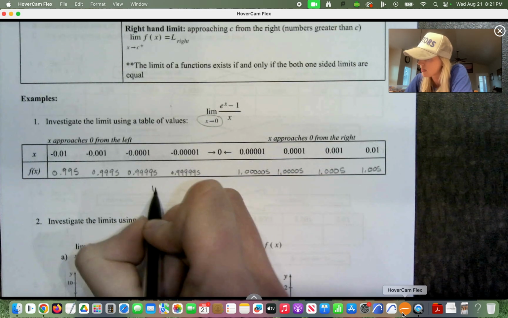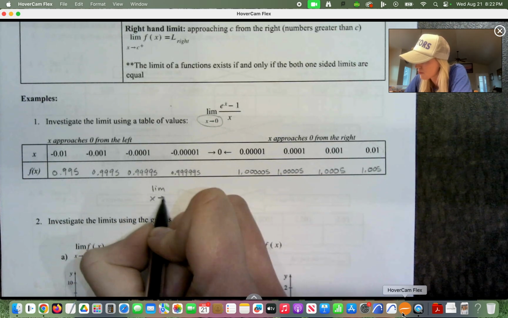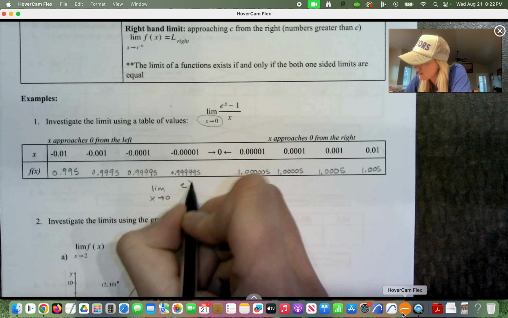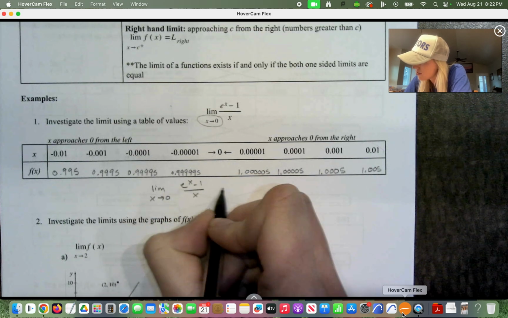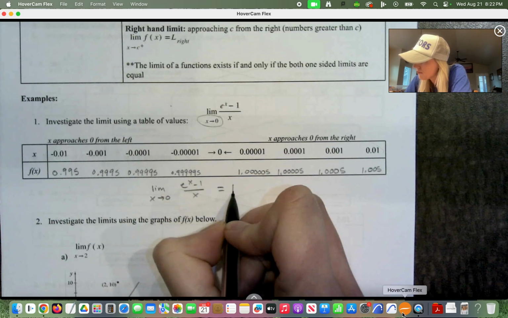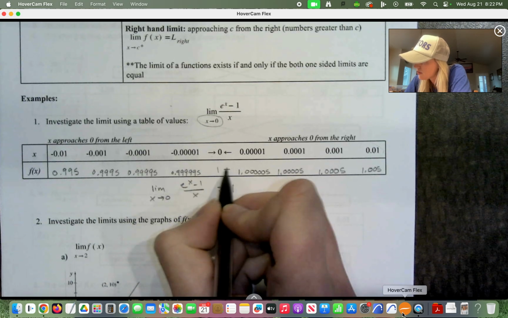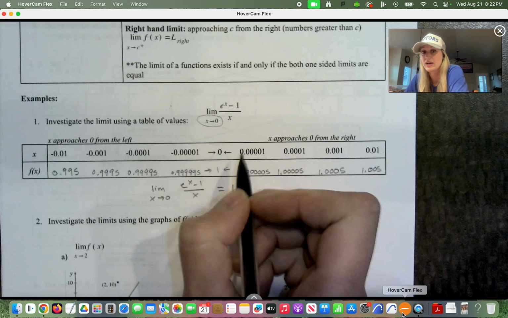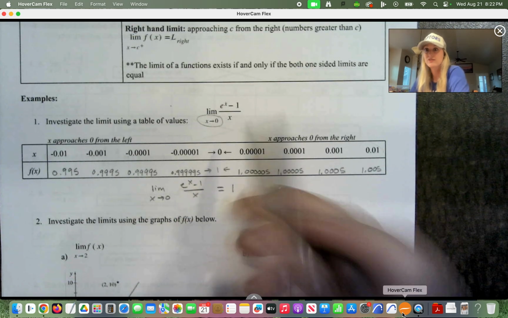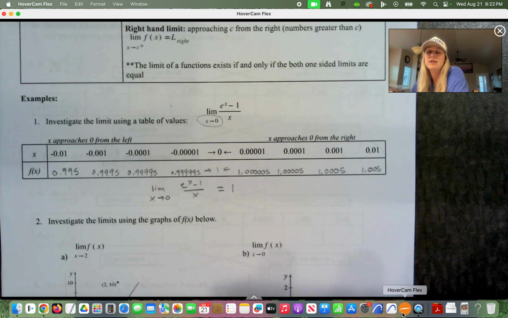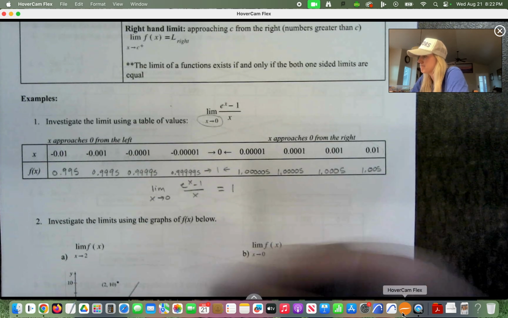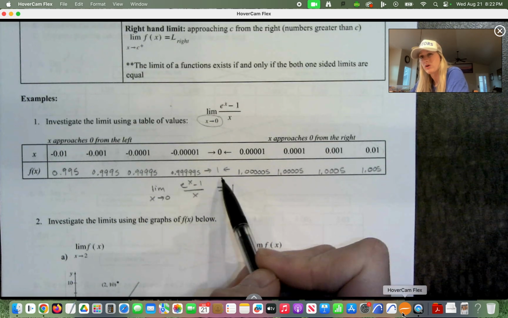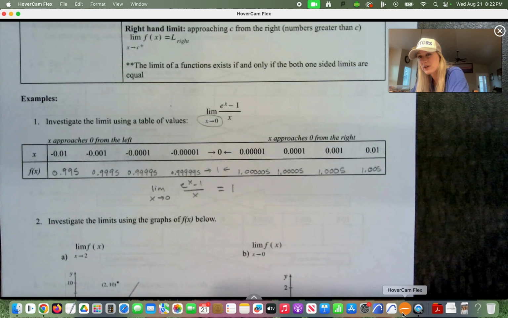So we would write the limit as x approaches 0 of e to the x minus 1 over x is 1. So I'm going to use the arrows here. Now that doesn't necessarily mean that when I plug in 0, I get 1, right? Because if I were to plug in 0 here, I'd get division by 0, which is not defined, right? But they approach 1. So it doesn't mean that f of x equals 1. It just means those y values get closer to 1 as x gets closer to 0.